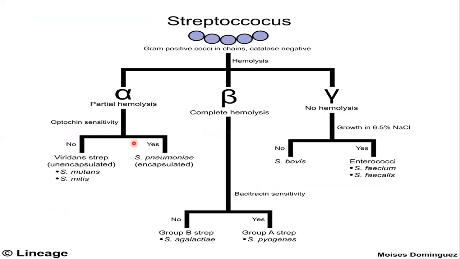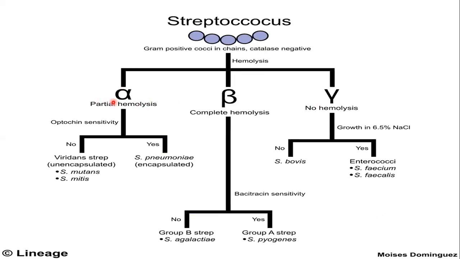So as a review, again, generally these are catalase negative, meaning they do not produce the enzyme catalase. And so upon addition of H2O2, there is no bubble production at all or very few bubbles. I mentioned already that hemolysis is actually used to classify the organism into alpha, beta, and gamma hemolytic.